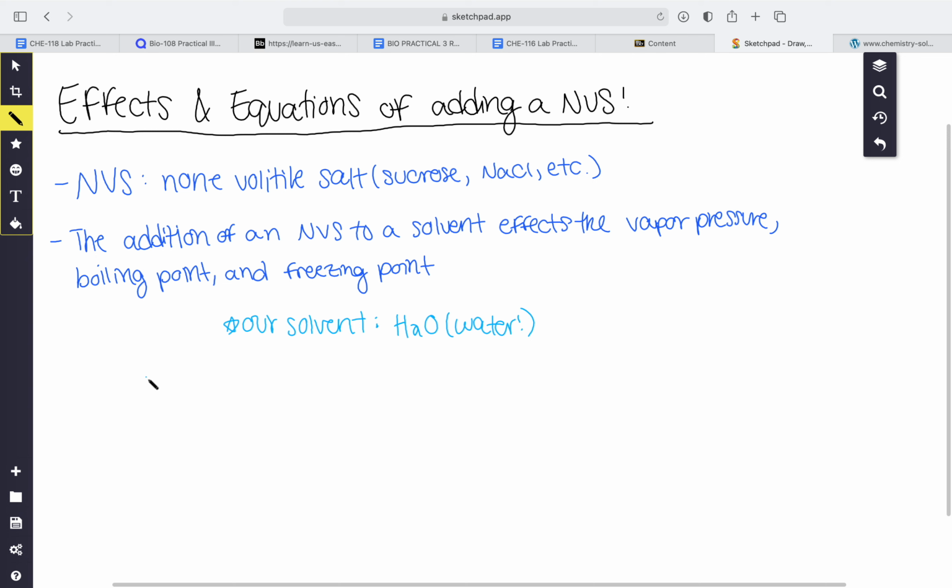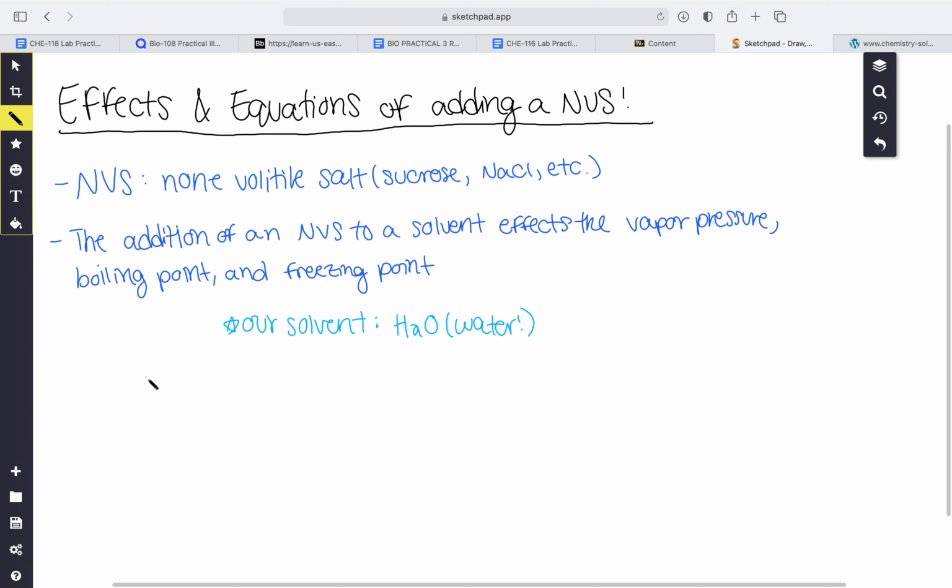So they don't evaporate when you heat them up. The most common non-volatile solutes, as we've talked about in class, are going to be sucrose and your salts. NaCl is a salt. Anything that is a non-metal and a metal is going to be your salts.